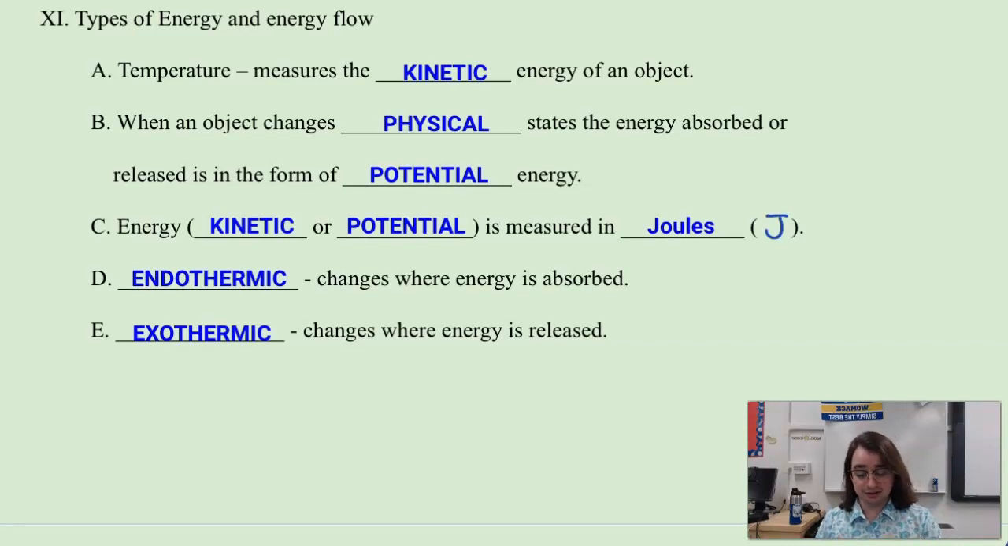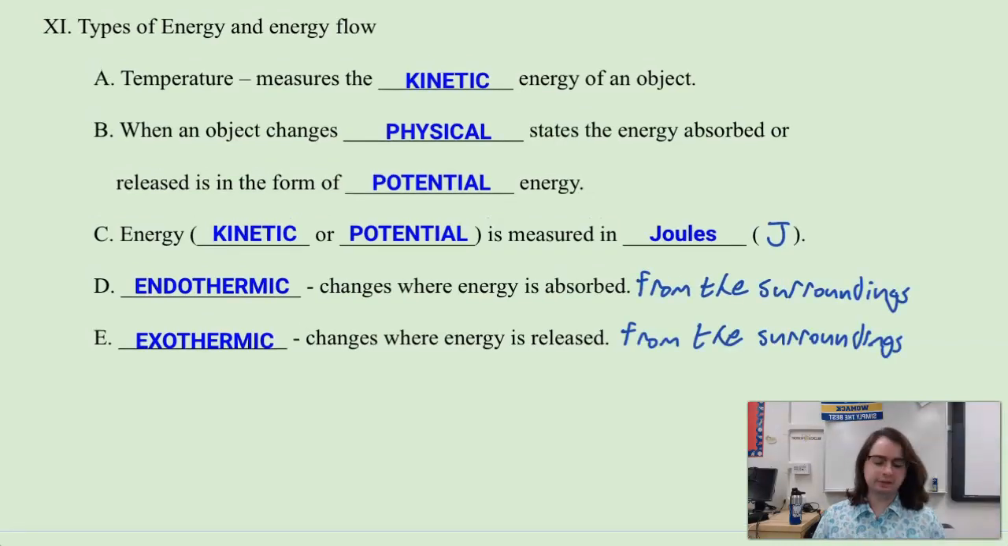Now, energy transfers in two different directions. We've talked about this a lot. Endothermic changes are where energy is absorbed from the surroundings. Go ahead and add that to your notes: energy absorbed from the surroundings. So again, endothermic changes are when energy is absorbed from the surroundings, whereas exothermic changes are when energy is released into the surroundings. Okay, let's keep going.